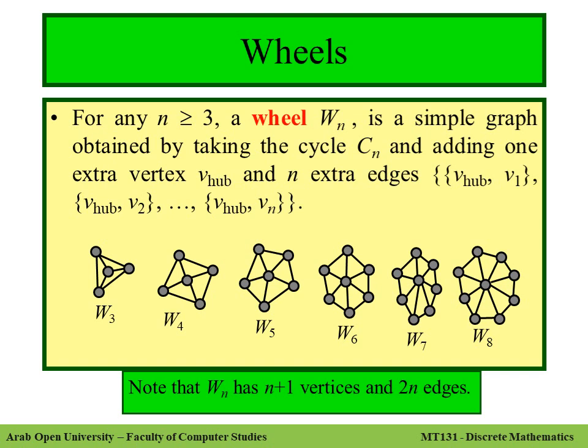Wn will have n plus 1 vertices. We started with Cn, with n vertices, and added a vertex. So the number of vertices in Wn is n plus 1. And the number of edges is doubled. We started with n edges and we doubled the edges. The number of edges is equal to 2n. For example, W8 will have 9 vertices and 16 edges.